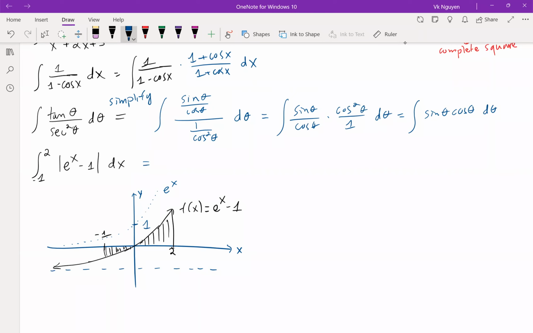Split this into two different integrals. The first one is the integral from -1 to 0, and put a negative in front of e to the x minus 1 dx to make the integral positive. The second integral, well, it's already above the x-axis. That is the integral from 0 to 2. We don't need absolute value anymore. e to the x minus 1 dx. Yay! And just use the normal antiderivative and we can get the answer.